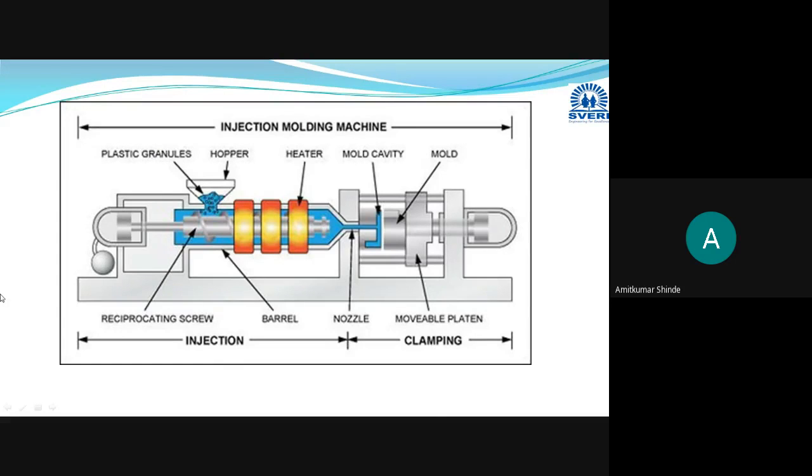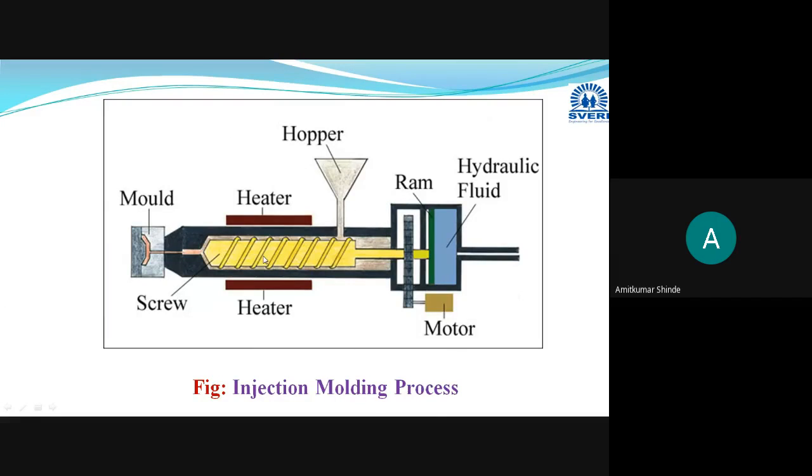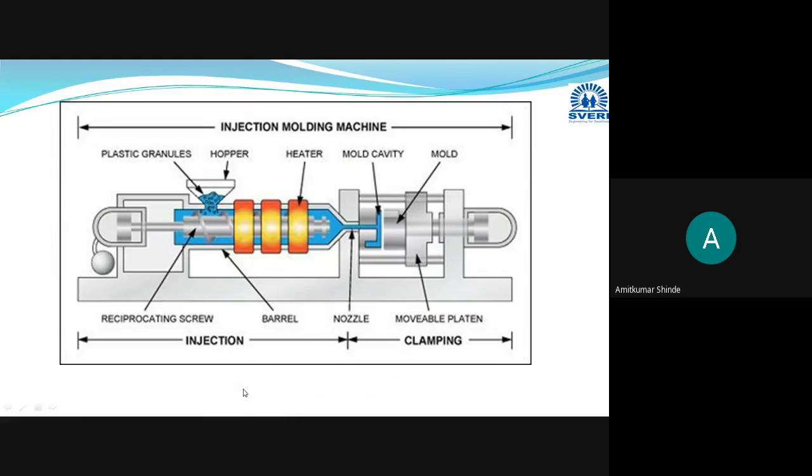What is the difference between ram type and screw type? The arrangement I have already explained here is the ram type, meaning for doing the injection of this molten material into the cavity, we are using the ram type arrangement. With the ram type arrangement, with the help of hydraulic fluid, we apply the force. And in the screw type, there will be one reciprocating screw directly performing the injection operation.